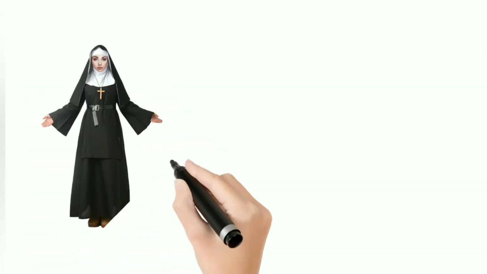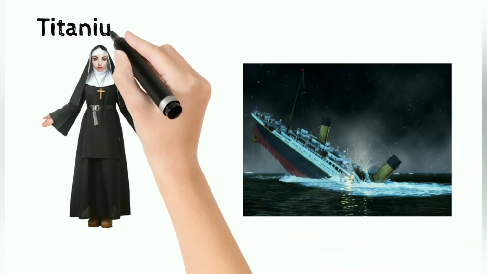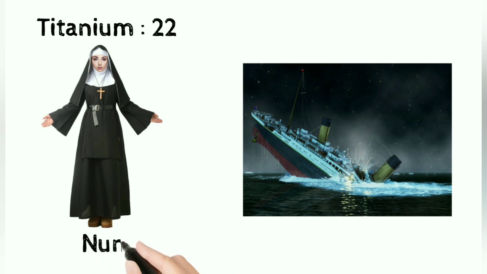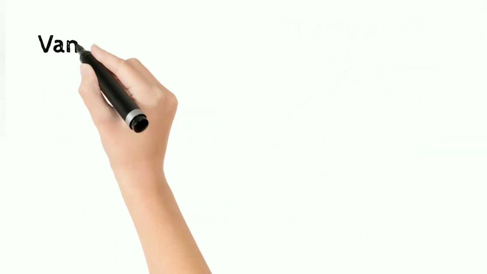The next element, titanium with atomic number 22. Here the peg word is nun, and the mnemonic for the element titanium is a Titanic ship. Now the story over here is, imagine a nun is traveling in a Titanic ship, and as in the screenplay which you saw in the Titanic movie, the ship got sunk. The nun died and she became a ghost wandering in the sea. So from this story you can easily come up with the element. With nun and Titanic, the element titanium comes to your mind.